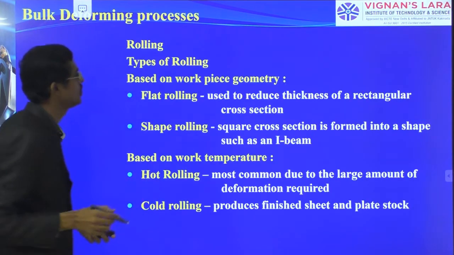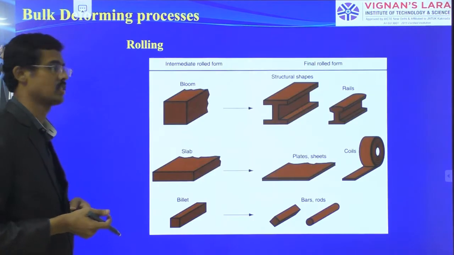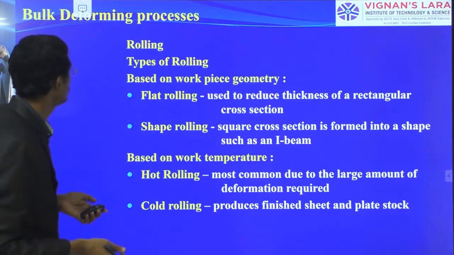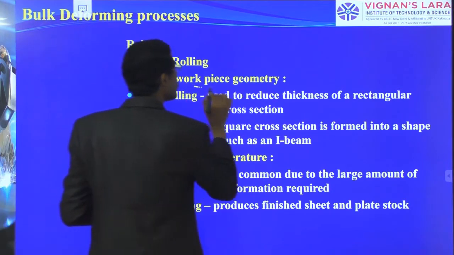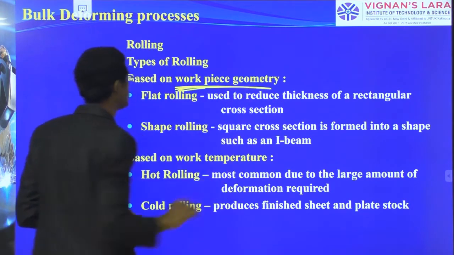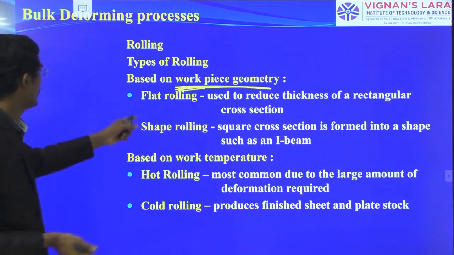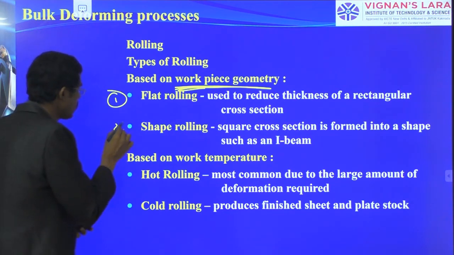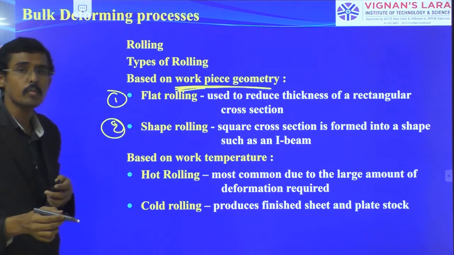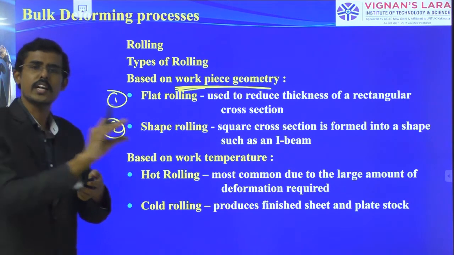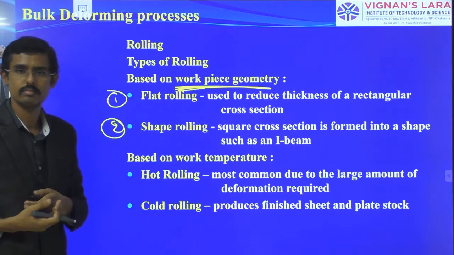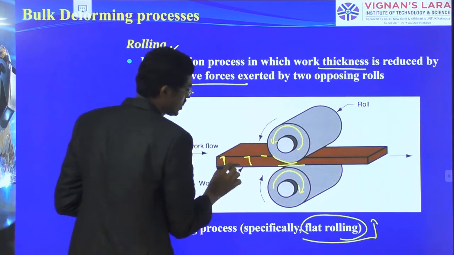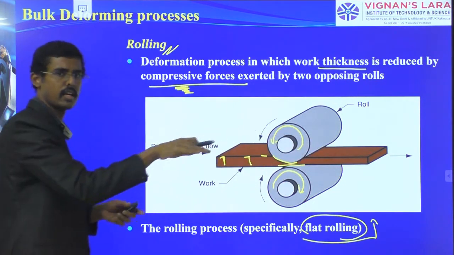Now we want to see the different types of rolling operations. Based upon the workpieces, we could have a flat rolling process or a shape rolling process. Until now we have talked about rolling for thickness reduction, and that is flat rolling. So this is what we have mentioned as the flat rolling process: it goes straight and flat, with thickness reduction.